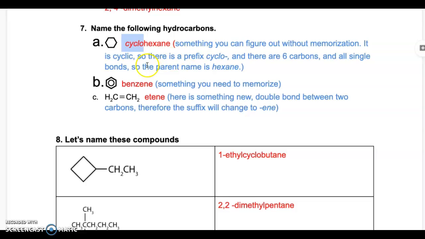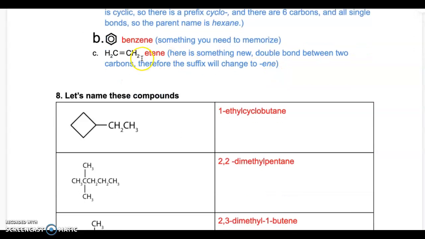Let's write it in a different way. And there's 6 of them, hexane. And they're all single bonds, right? We don't see anything else. So it's alkane, and you add ane. I write this for each one of them. If it's something more complicated, I'll write the explanation, as you know already. So here is my explanation. This is something you need to memorize.